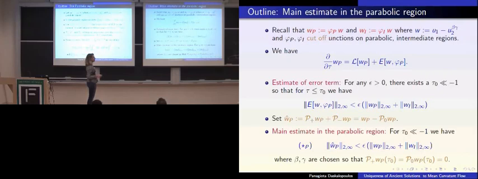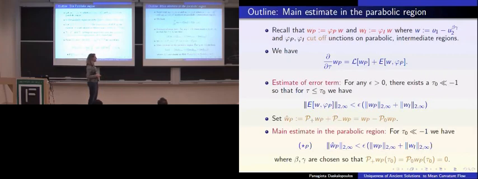But then, of course, the problem always is that when you cut, because of the cutoff function, you introduce some errors, which look like W multiplied by derivatives of your cutoff function, and that involves a little bit of the intermediate region where you cut. So you cannot estimate in W_P. That's always the problem, of course. And so the main estimate in the parabolic region is that, nevertheless, you can estimate W hat.